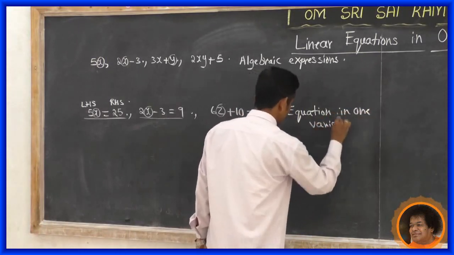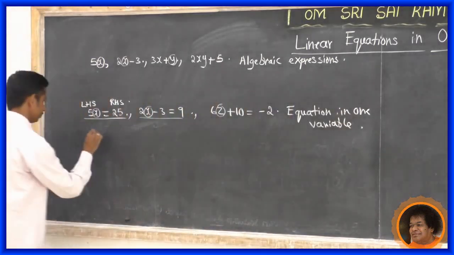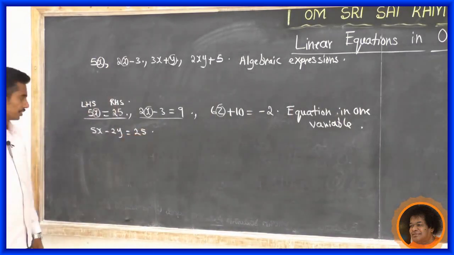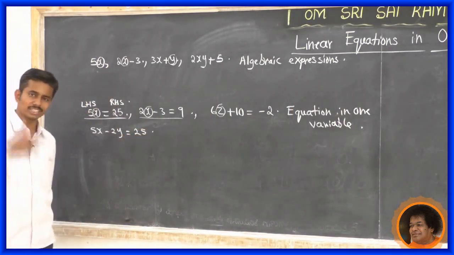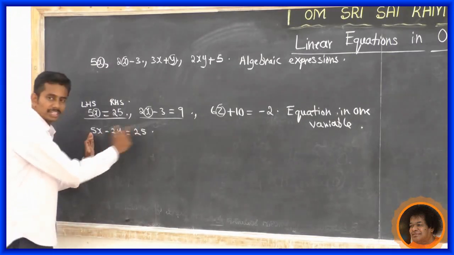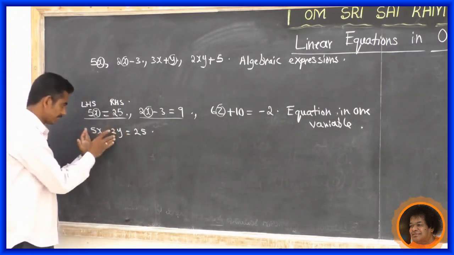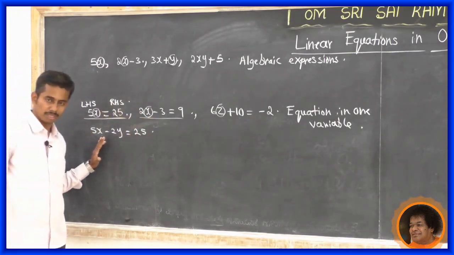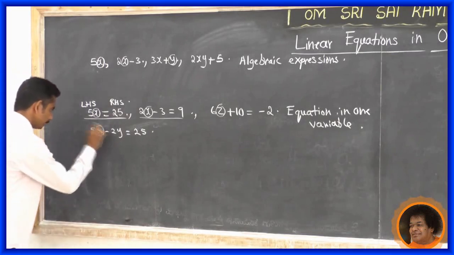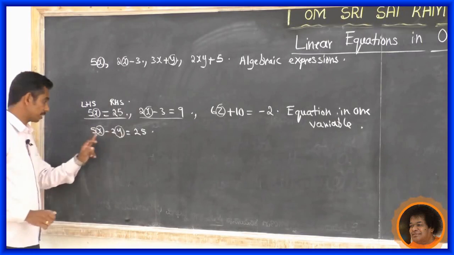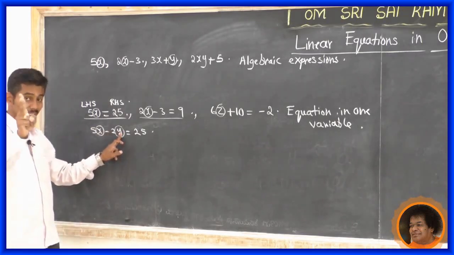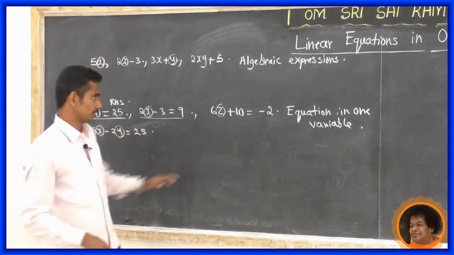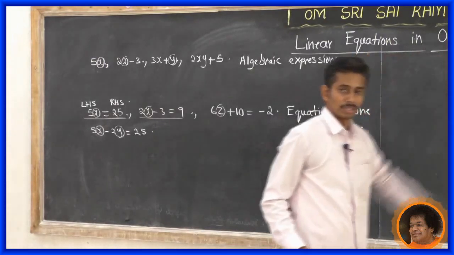If I write 5x minus 2y equal to 25, is it an equation? Yes, it is also an equation. Why is it called an equation? Because it is the equality of two different algebraic expressions, with an equal symbol, left hand side and right hand side. Now tell me, is it an equation in one variable? No, because one variable is x, and there is another variable. How many variables are present in this equation? Two variables. So this is called an equation in two variables. Now this chapter is equations in one variable.